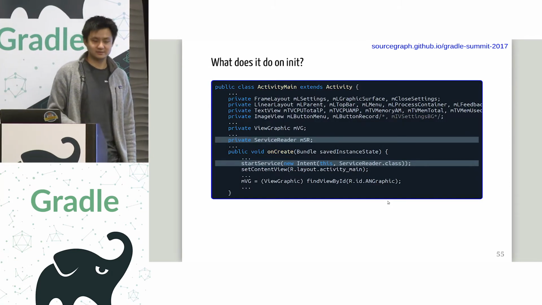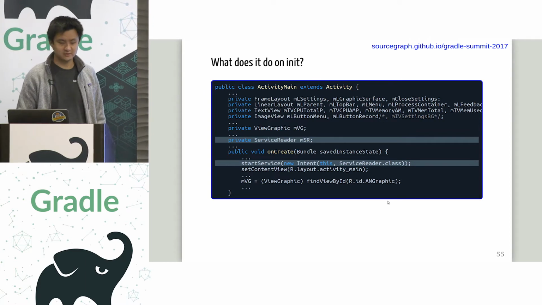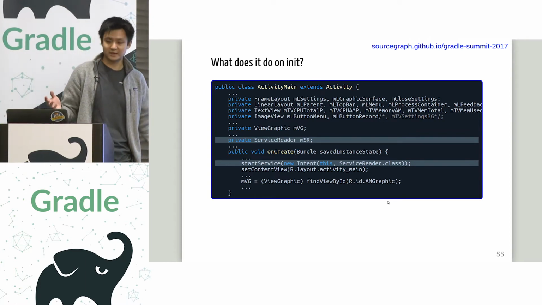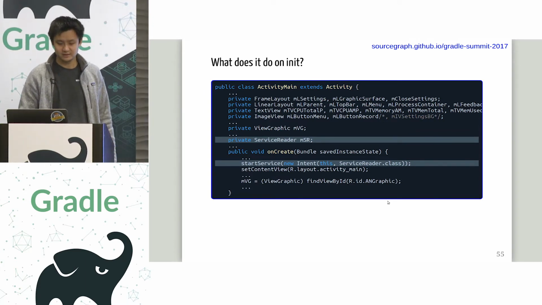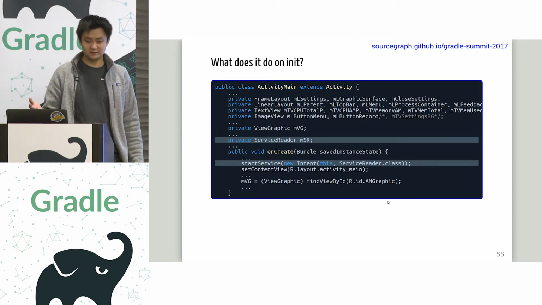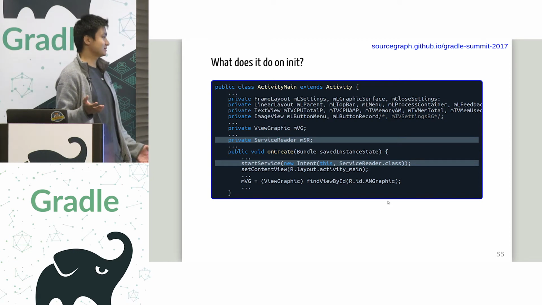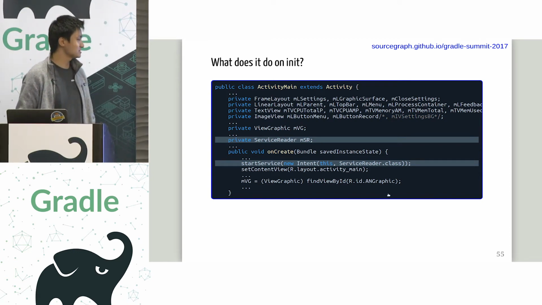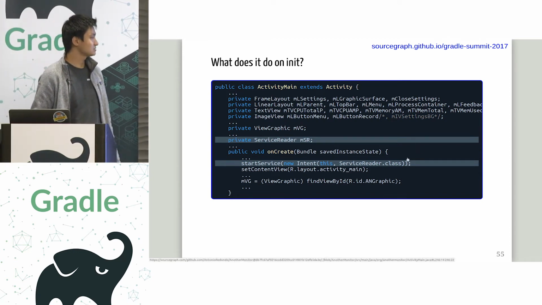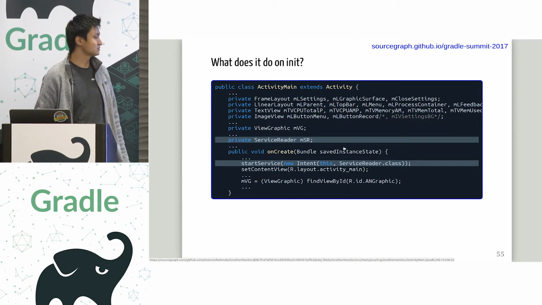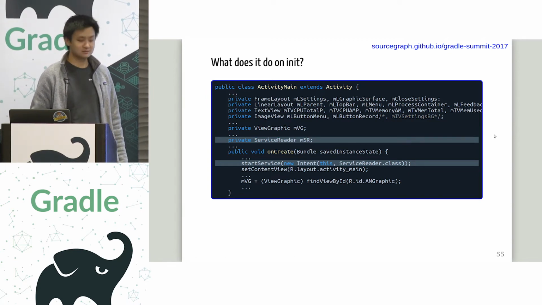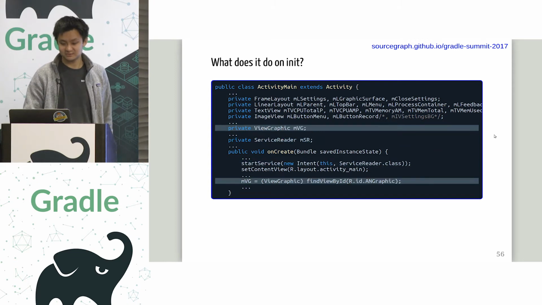So let's dive in and see what we can learn from this code. Again, the question that we start with is, how does it arrive at its initial state? So we go to activity main, the main activity class, and we look at its onCreate method and see what it does. One of the things it does is start this service class, an instance of this service reader. And that's of interest.